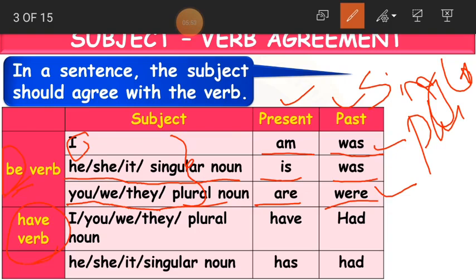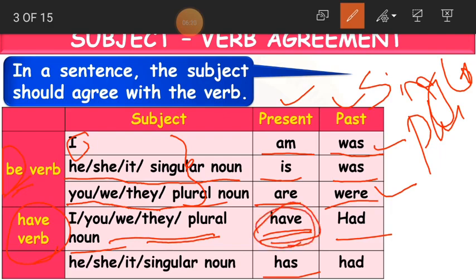Again, if you take the have verb, then the verb forms for have are have, has, had. These are going to change like this. If the subject is I, you, we, they or any other plural noun, and the sentence is in the present tense, then we have to use have. The verb must be have.